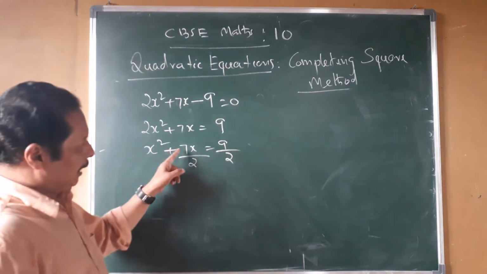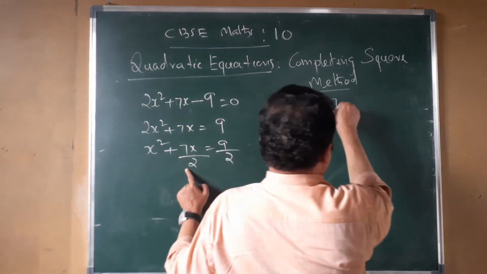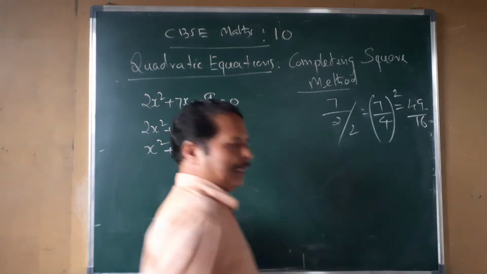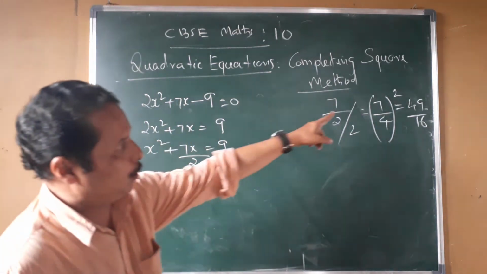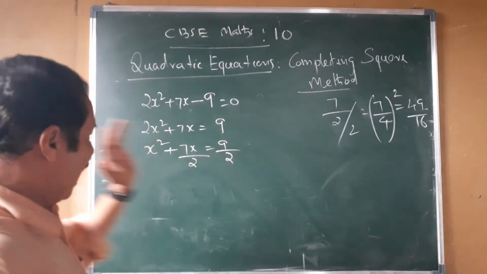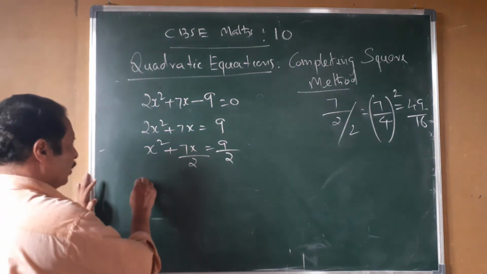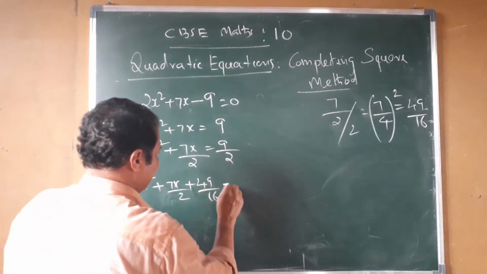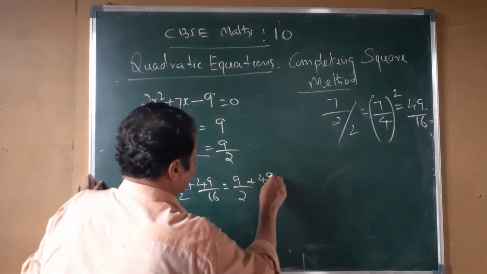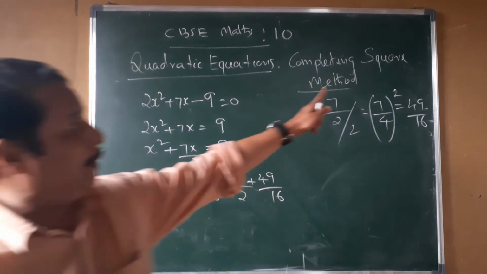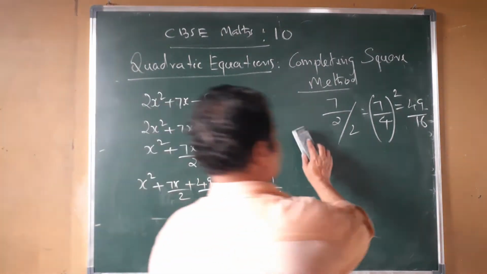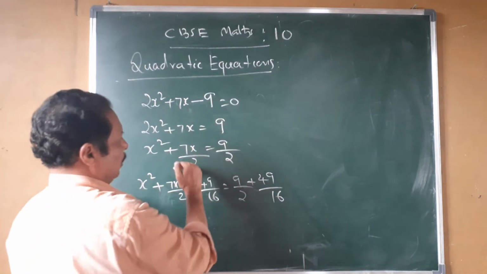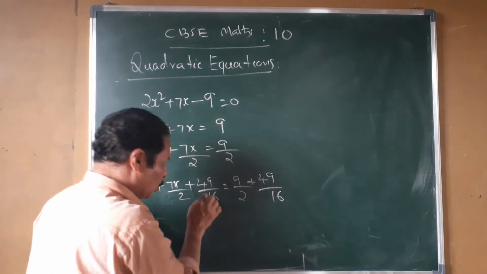Is it clear? Then remember the step: half of this 7 by 2 is 7 by 4, and square it, you get 49 divided by 16. 7 by 2 halved is 7 by 4, square is 49 by 16, and add it on the left side and right side. So, x square plus 7x by 2 plus 49 by 16 equal to 9 by 2 plus 49 by 16. 49 by 16 added on both sides. Is it completed? First step, make it x square, then divide by 2 and square it.